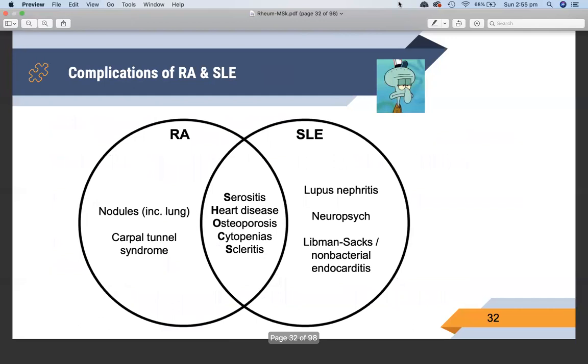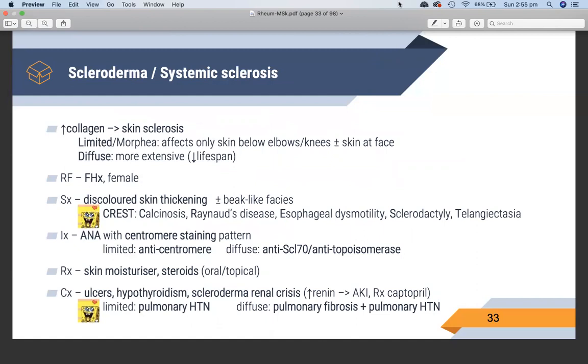This is getting Squidward-y, but if you want to compare the two, you can do that. Scleroderma. Okay, this is the other major connective tissue disorder. So this is where you have increased collagen, and so you get skin sclerosis. Because of this, it's also sometimes called systemic sclerosis, if you're really old and fancy, and that's not a word.